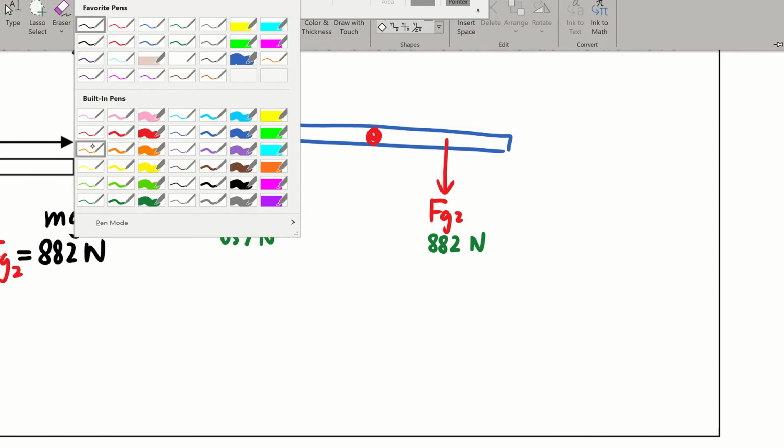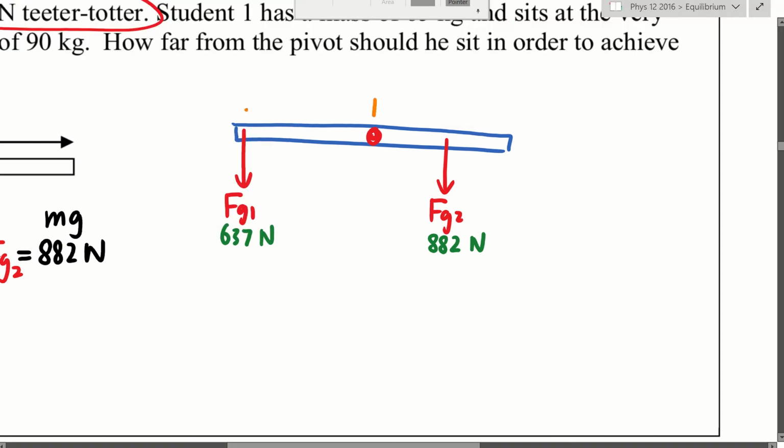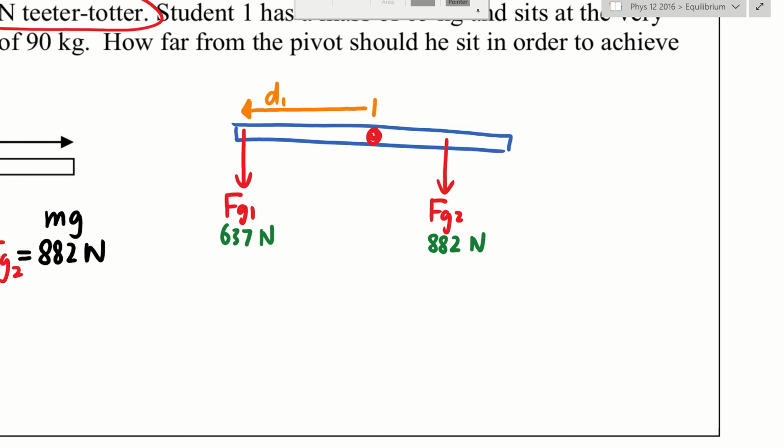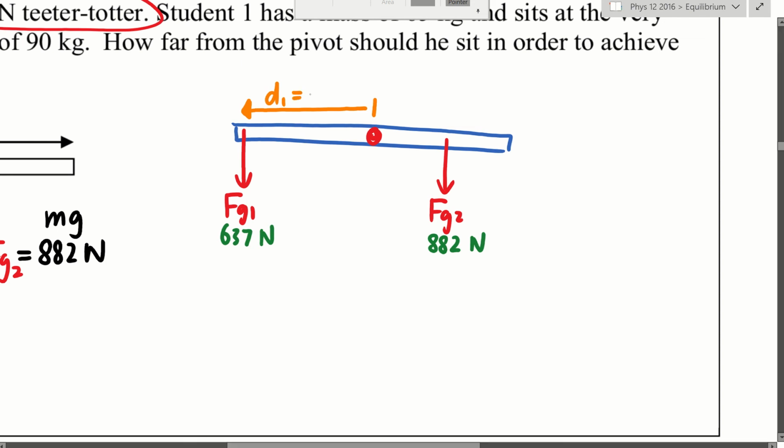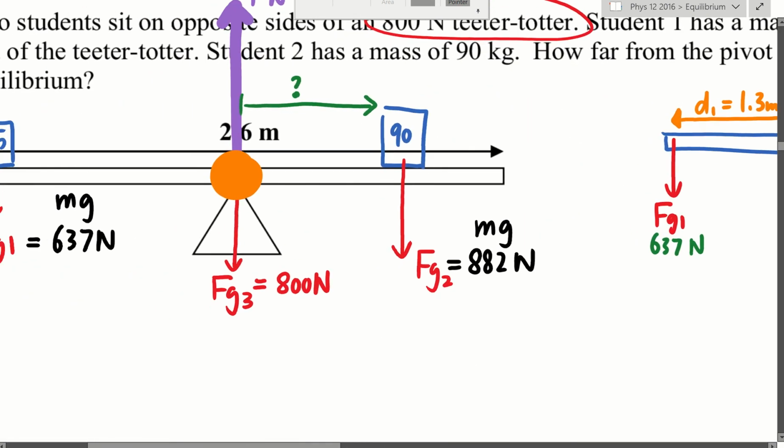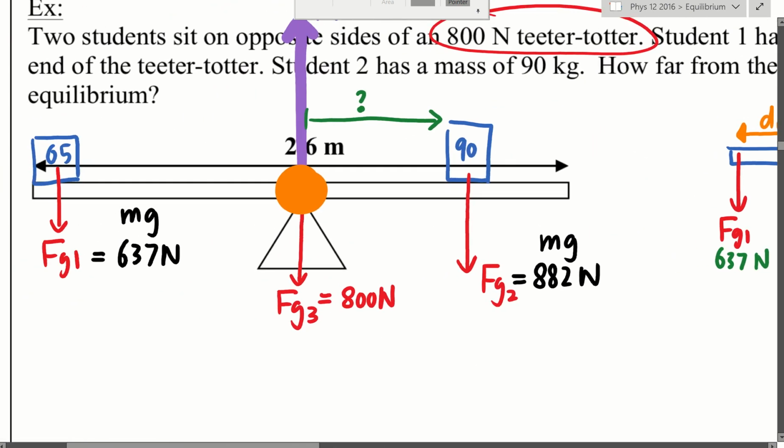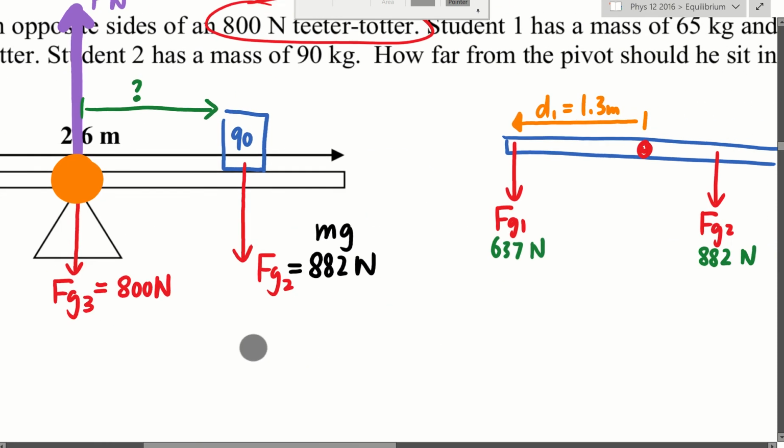So, give me the distance from the pivot to the lighter kit. How much is that? Look at your picture. How much is from the pivot, which is the center of mass, to the first kit? It is 1.3 meters. Now, how can you tell? It is correct. That entire beam is 2.6 meters, and we are putting the lighter kit all the way to the edge, which is exactly half of it. 1.3.